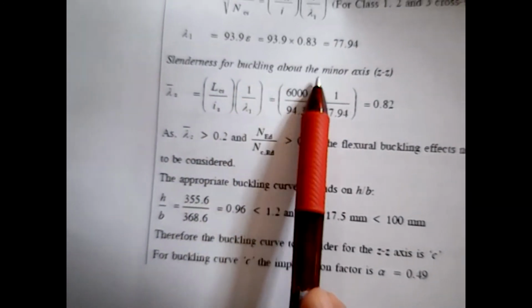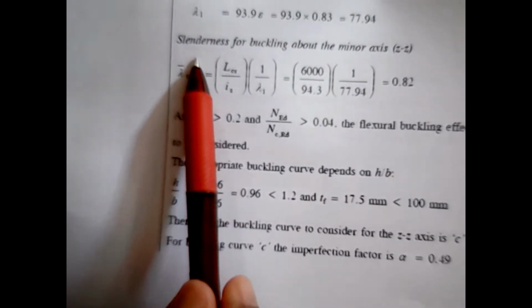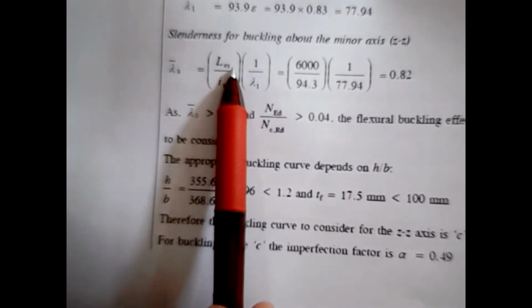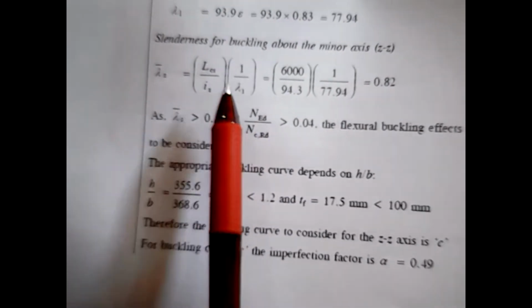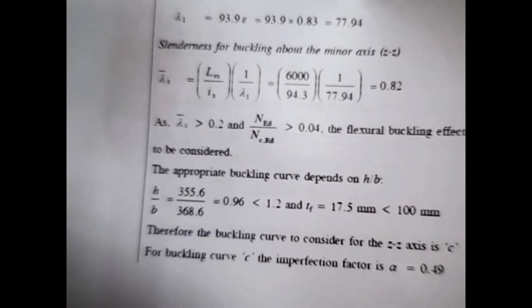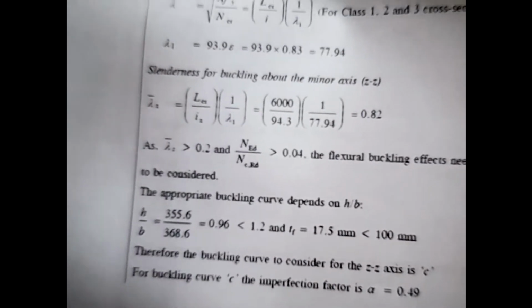In this case, you are checking for buckling about the minor axis ZZ, and you find your lambda Z. Lambda Z is equivalent to LCR over iZ times 1 over lambda 1, whereby your LCR depends on the boundary conditions of your column.